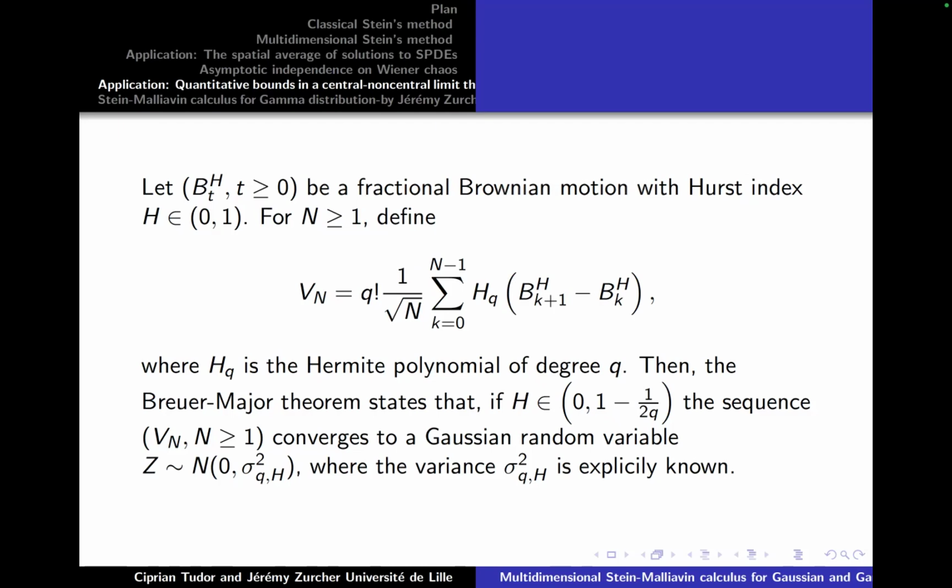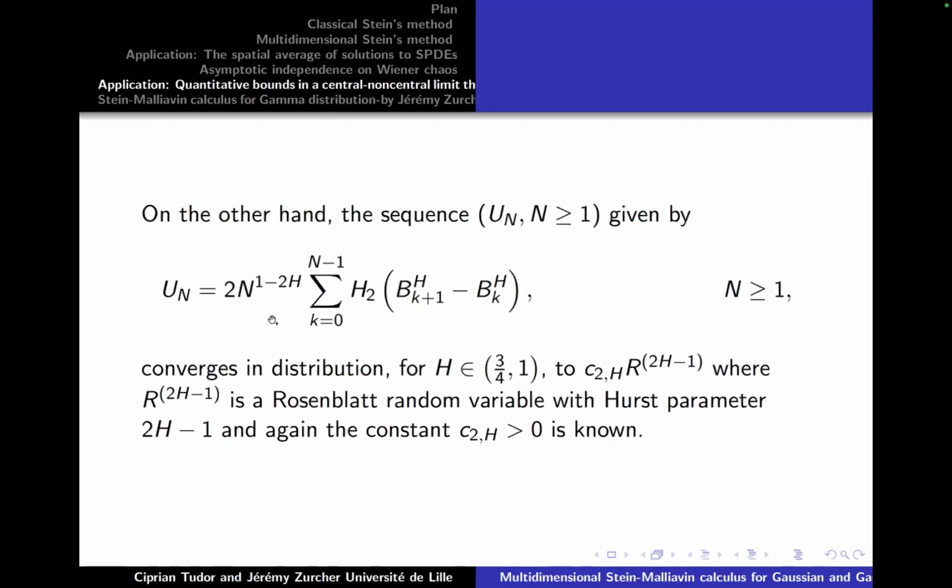This is the Breuer-Major theorem in principle, the first one, but there are many other contributions at the end, okay. But what happens if you have a strong correlation between the increments? If H is close to 1, what happens here? So now I consider this sequence. You still have the increments of the fractional Brownian motion. You consider the second Hermite polynomial, meaning x squared minus 1, okay? So in this case, if you normalize with something different, a different normalization, you can prove that the limit for H between 3 over 4 and 1 goes to something which is not Gaussian.